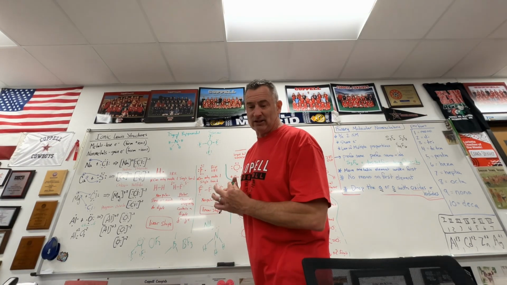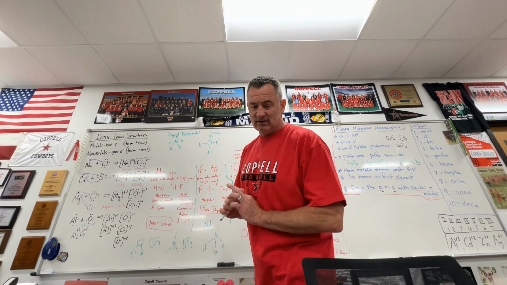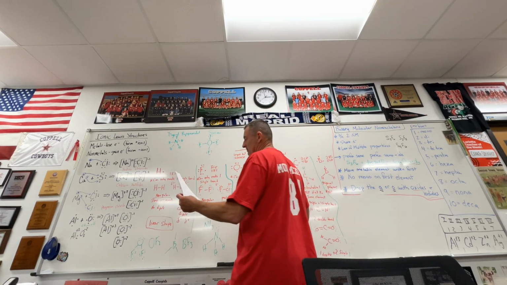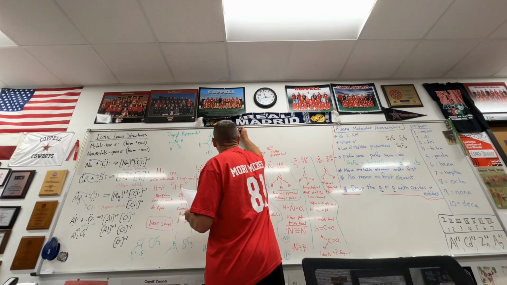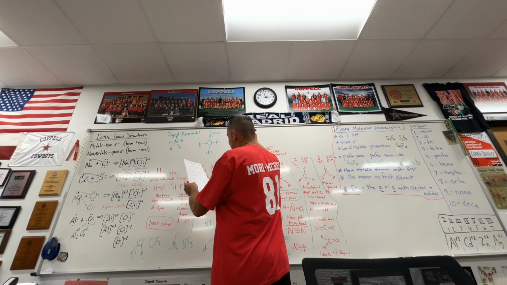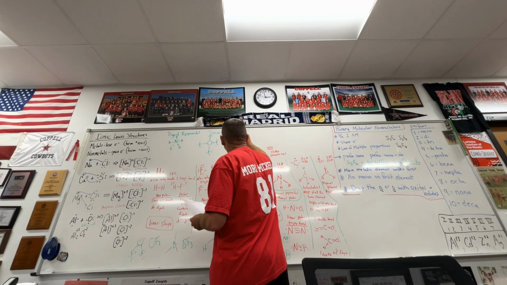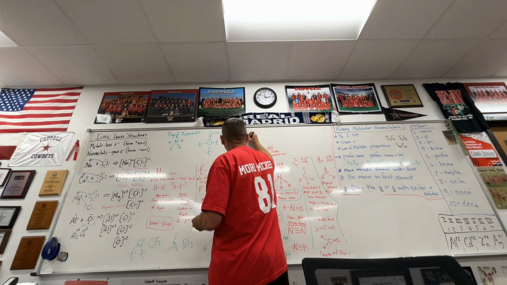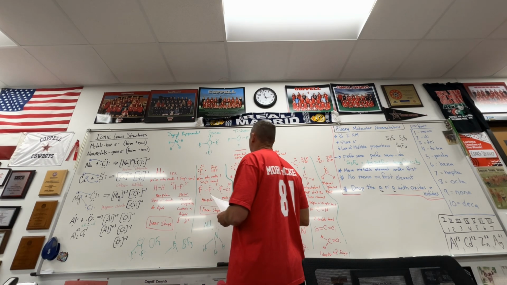All right, so now the next one is T-shaped. So T-shaped is when you have a halogen, okay, and it's got 3 bonds to other halogens, okay, and a lone pair.